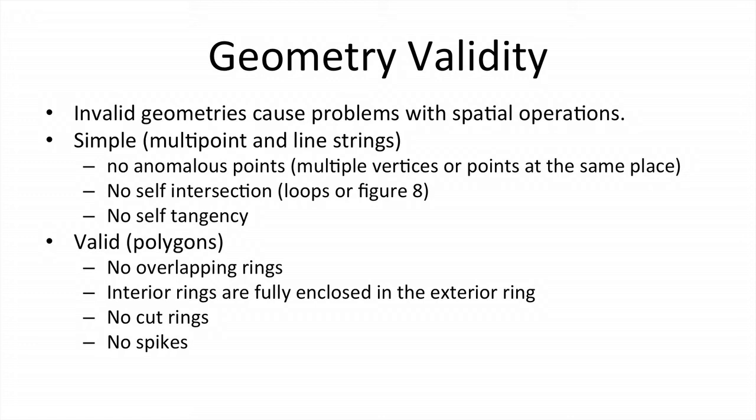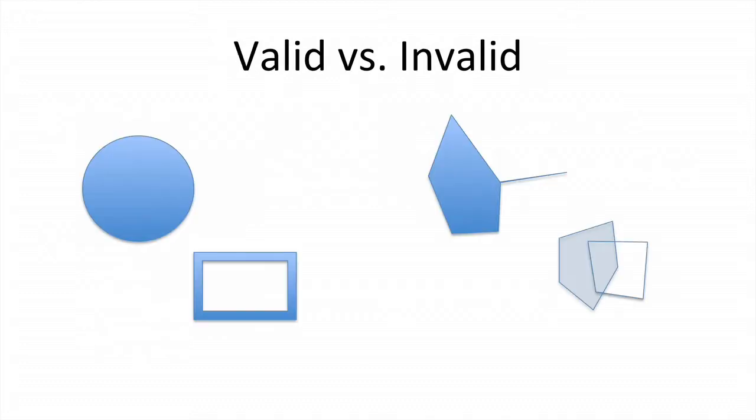The reason that's important is you can't say you have a line that's going like this. How do you know which way it goes and that kind of thing? It'll self-intersect itself, and that makes the geometry math mess up. It's the best way I can describe it. And then for validity, validity really applies to polygons.